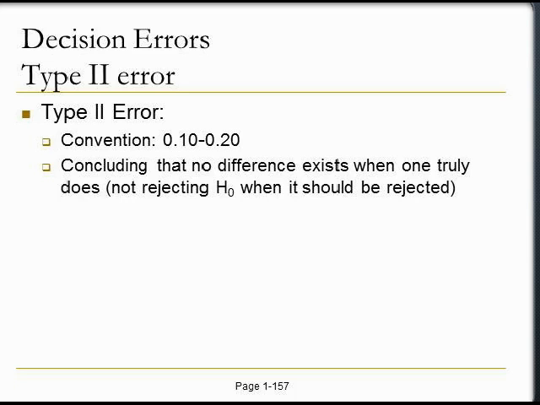Type 2 error rates, on the other hand, convention sets the beta error to be between 0.1 or 0.2. There are some unique situations in which sometimes type 2 error rates are set to be lower than that. But 0.2 is the typical convention. 0.1 is sometimes employed as well. But in this case, we're concluding that no difference exists when one truly does. That is, not rejecting the null hypothesis when it should be rejected.